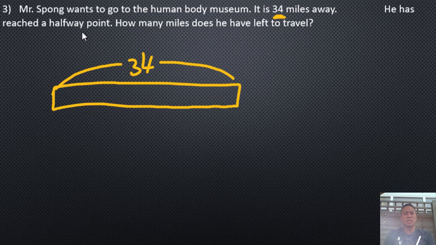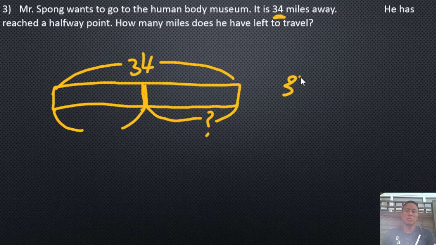Now, he said he has reached a halfway point. So halfway, roughly here. This is where he is. He's traveled that much. So how many miles does he have left to travel? Now, if you can see halfway, you can notice that this bar is going to be represented the same as this bar, let's say part actually. So these are two equal parts. So whatever distance he's traveled will be how many distance he's got left as well. So 34, we're going to divide it. We've got 34, we're going to divide it by 2.